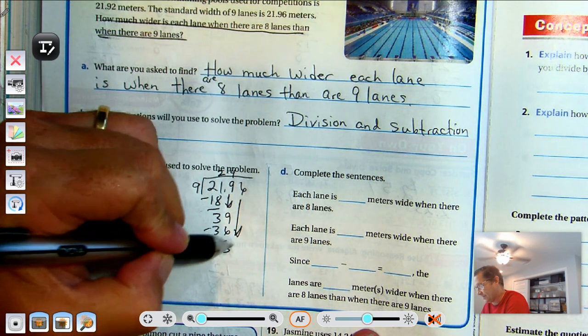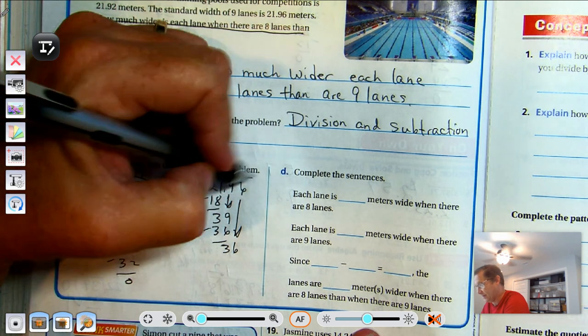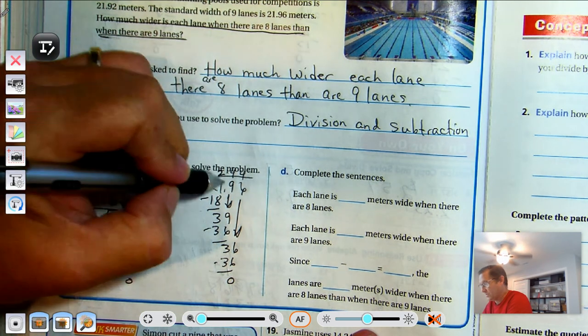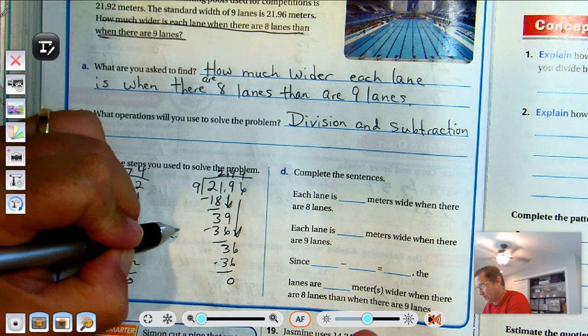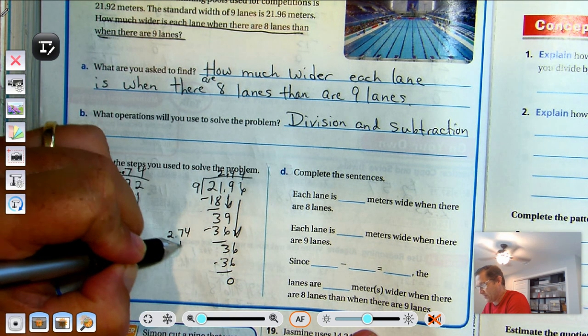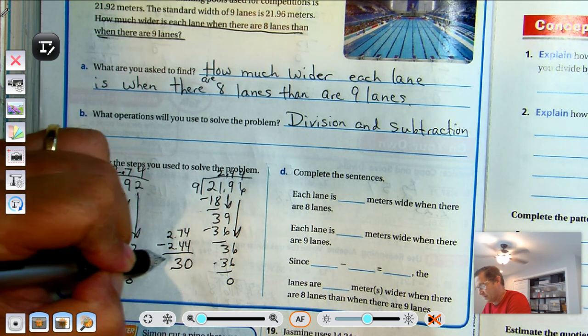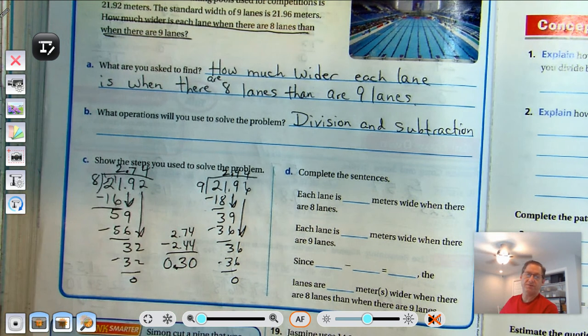Let's bring down the 6 hundredths. And we get another 4. So 4 times 9 is 36. Subtract. So we have 2 and 74 hundredths. Take away 2 and 44 hundredths. That's going to give us a difference of 30 hundredths meters.